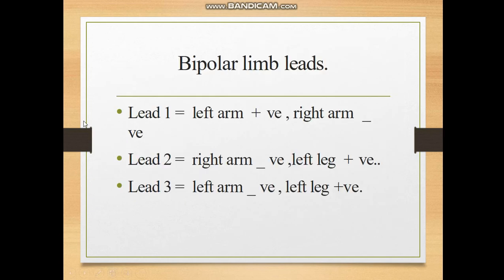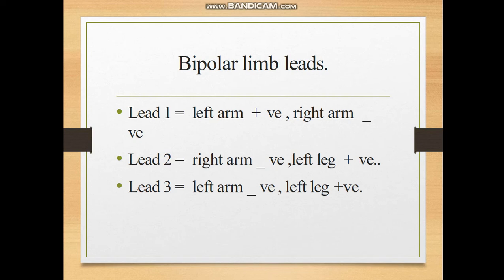Bipolar limb leads. Lead 1 comprises the left arm positive and the right arm negative. Lead 2: right arm negative, left leg positive. Lead 3: left arm negative and left leg positive. It means the right leg does not take part in the formation of these bipolar limb leads.